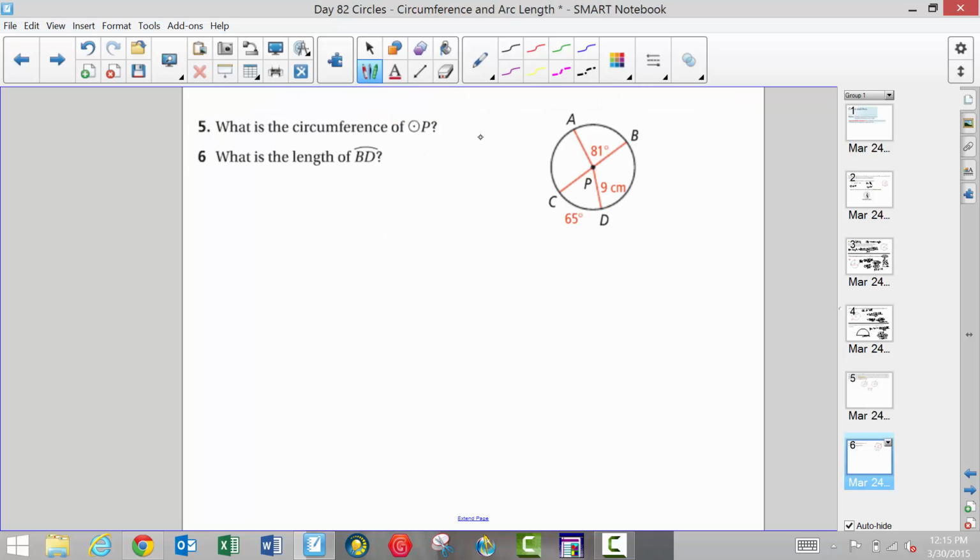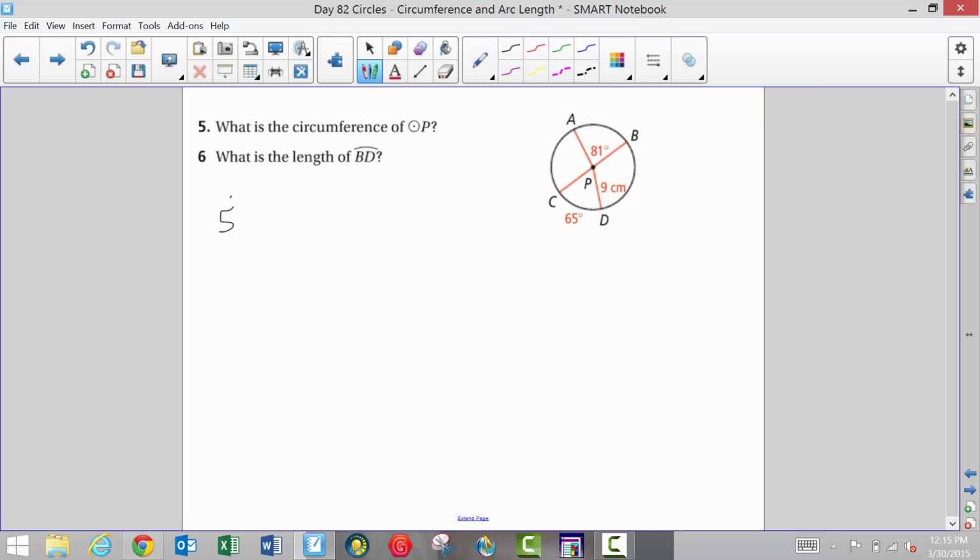Let's do some examples. Last two, so circumference, so number 5. Circumference is 2 times pi times the radius. So circumference of circle P, my radius is 9, so 2 times pi times 9, which is 18 pi.